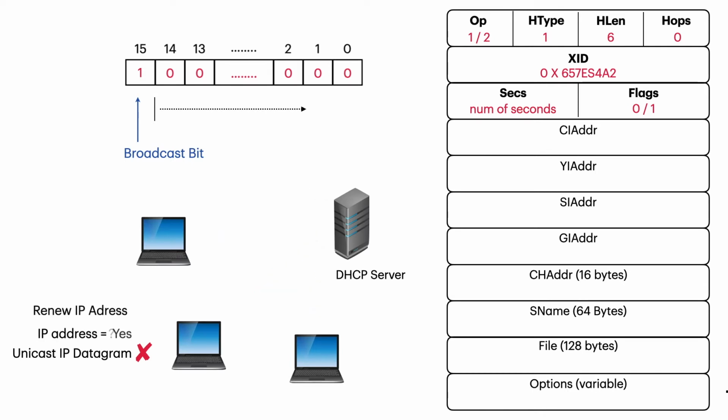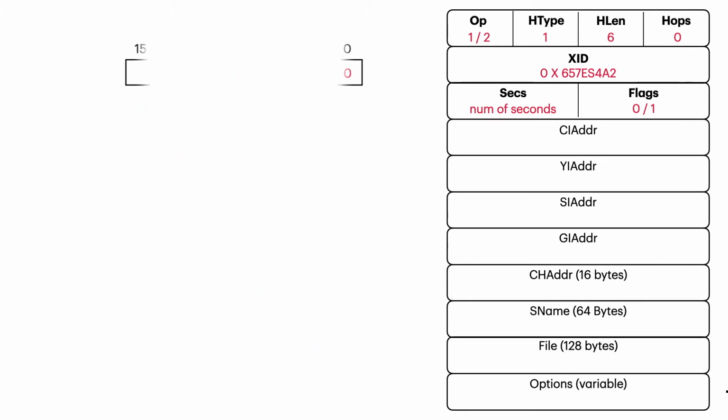In case of renewing the IP address, the same client knows its IP address and can accept unicast IP datagrams. So it sets it to 0. That is, the DHCP server replies with a unicast message. Here, unicast means that the message is received by the concerned device only. Others do not receive it.